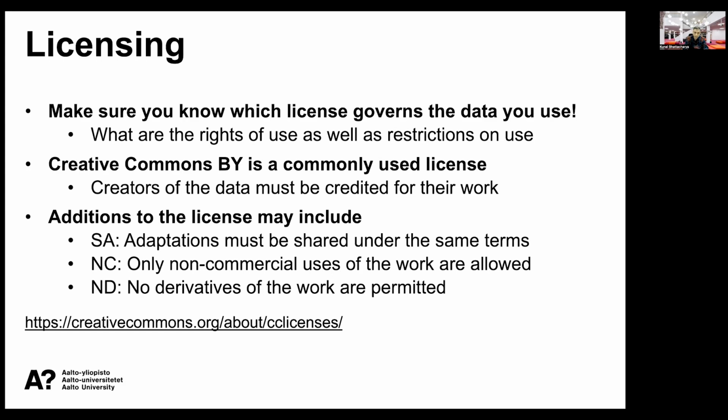There can also be additions to the licenses. For example, there is the SA, so Creative Commons BY-SA, which mentions that adaptations must be shared under the same terms. When you put an NC, it means only non-commercial uses of the work are allowed, or you put an ND, which means that no derivatives of the work are permitted. So there are many levels at which you can attach a Creative Commons license to your data set or data related product and then open it up. And at the end, the person who is going to look into the documentation that comes with your data or data related product would understand how much care is needed when it is put to use.